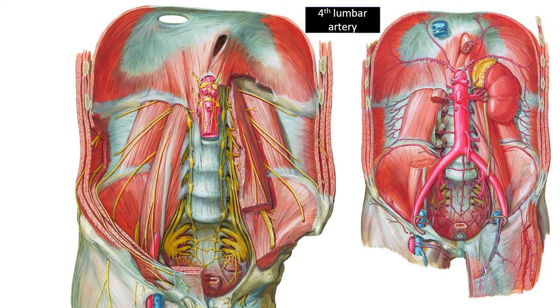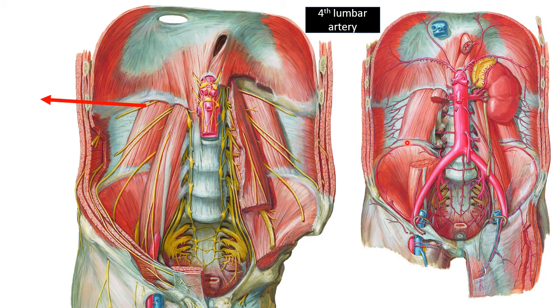Then other relations. In front of the lower part of the Quadratus lumborum, we can identify the fourth lumbar artery, which is running anterior to the Quadratus lumborum, whereas the first, second, and third lumbar arteries are running behind the Quadratus lumborum, but this fourth lumbar artery runs anterior to the Quadratus lumborum.